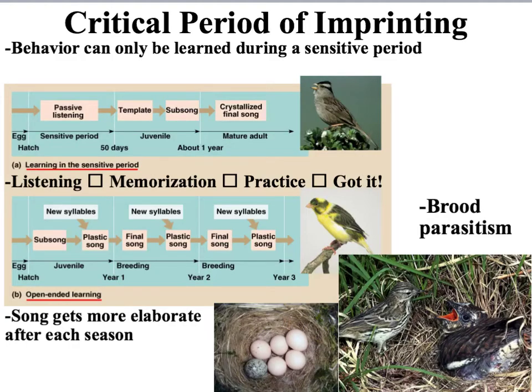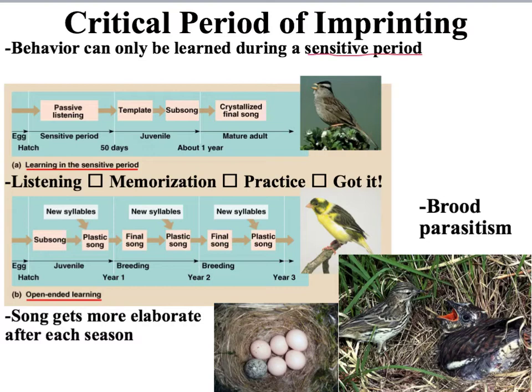Another interesting example of imprinting involves the development of songs in some songbirds. So we see two different examples here. So some songbirds must be exposed to the appropriate song of their species in order to learn it. And that exposure would be the sensitive period or the critical period where the song would be imprinted on them. And that critical period is actually before the bird even starts singing its song.